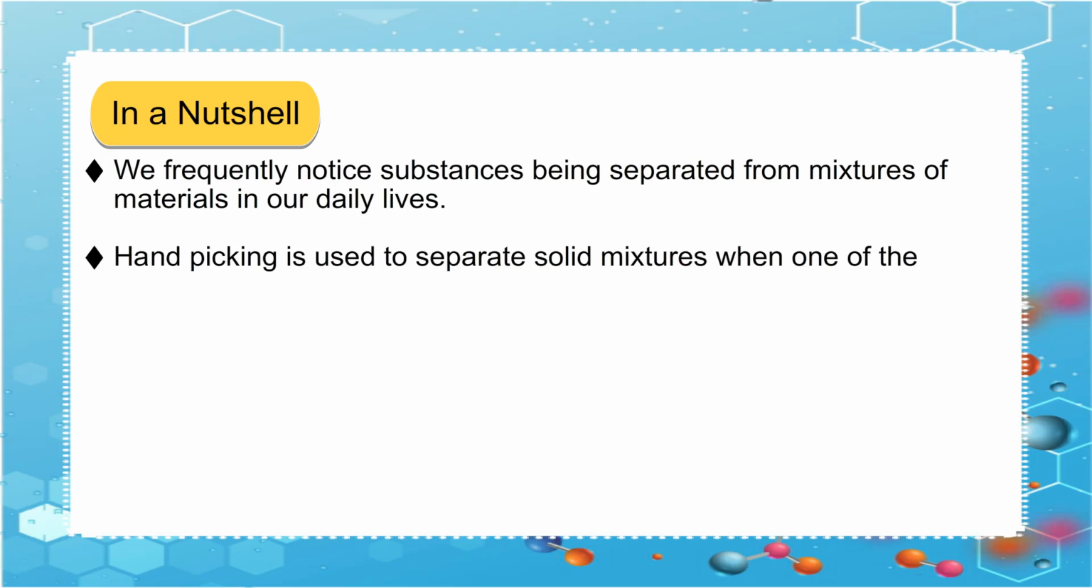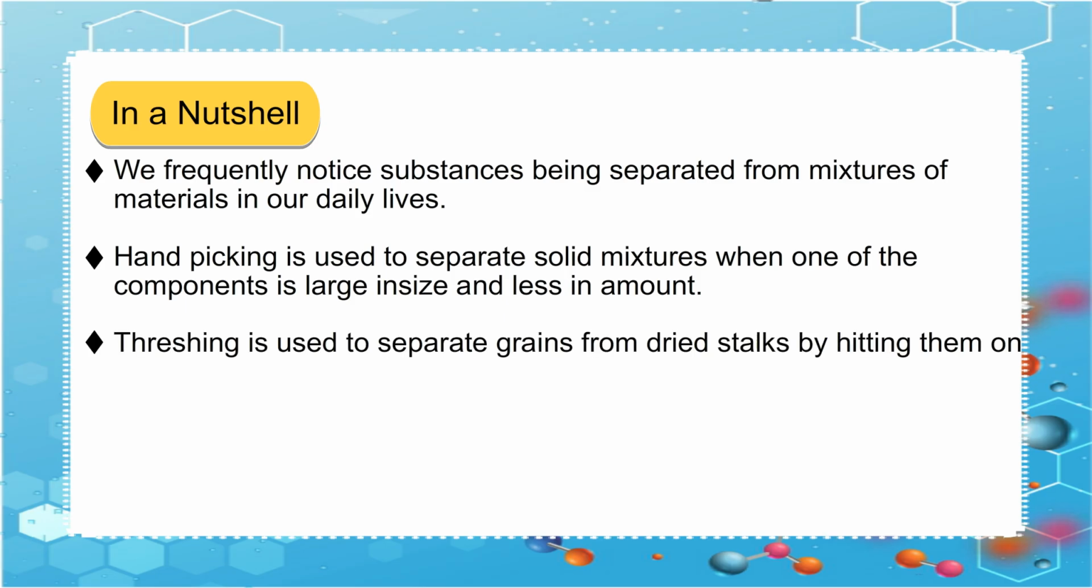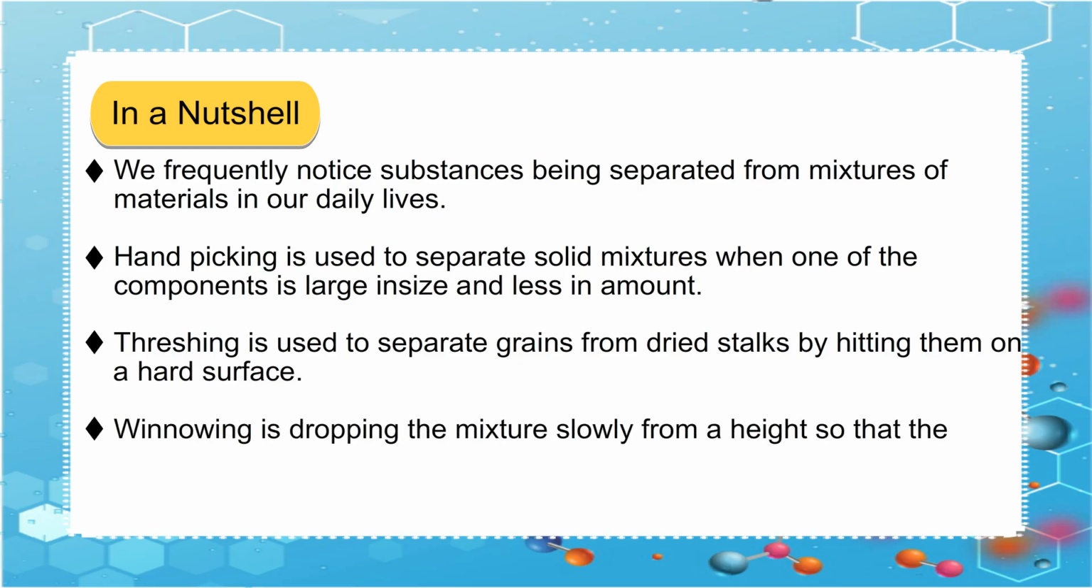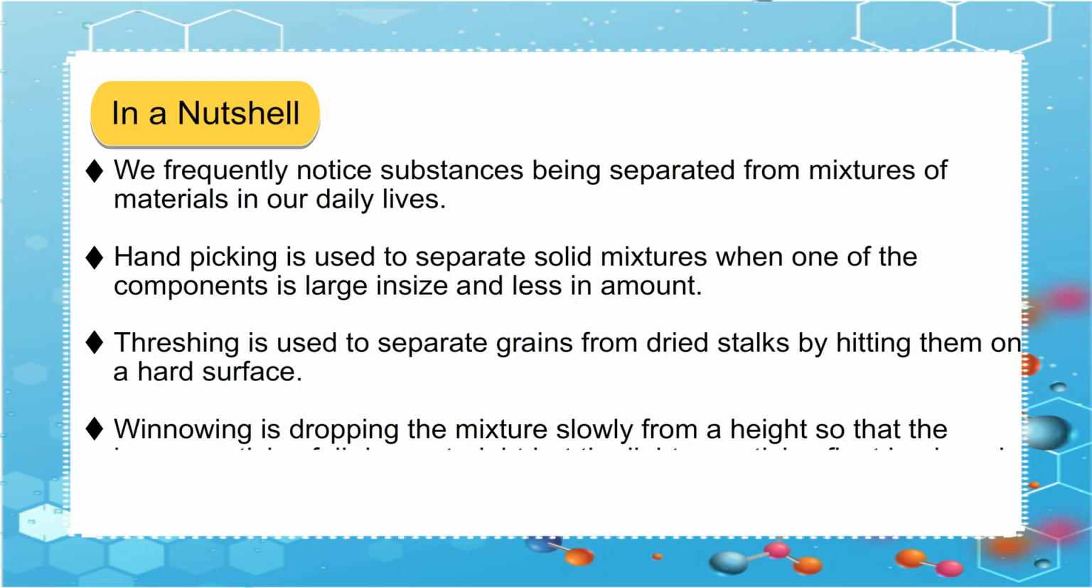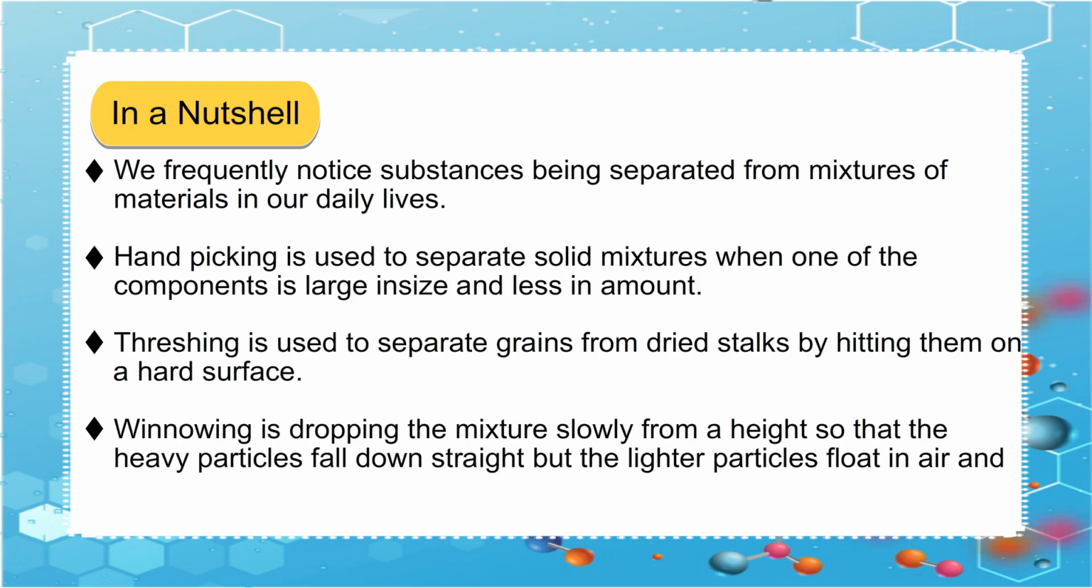Hand-picking is used to separate solid mixtures when one of the components is large in size and less in amount. Threshing is used to separate grains from dried stalks by hitting them on a hard surface. Winnowing is dropping the mixture slowly from a height so that the heavy particles fall down straight, but the lighter particles float in air and fall in a separate heap.